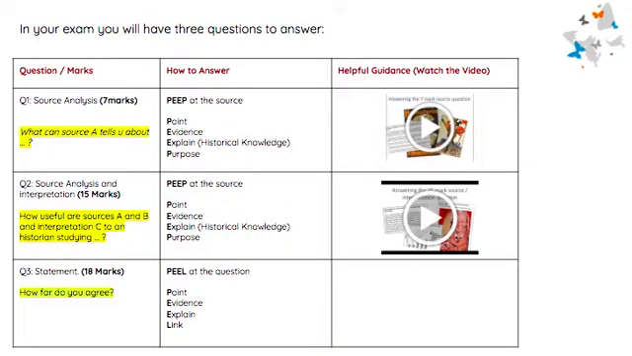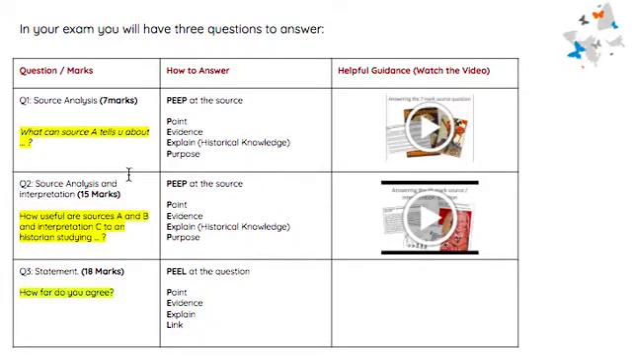Okay, so far in lessons before Christmas, we looked at the source analysis question, worth 7 marks. We also looked at the source analysis and interpretation question, worth 15 marks. We looked at how you answer it and we gave you the advice of using PEEP: making a point, evidence, explain and purpose.